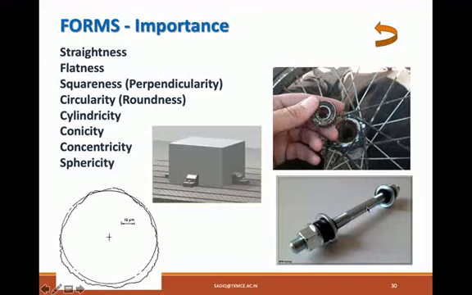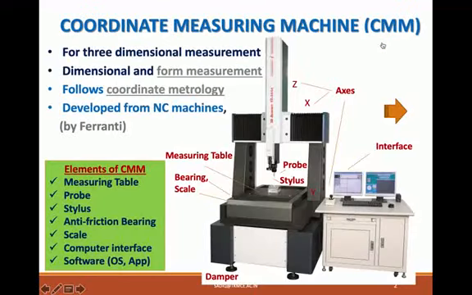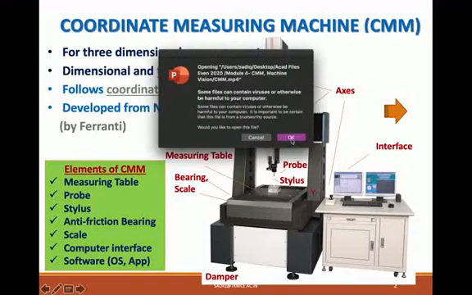Similarly, when we measure circularity, or squareness, that is the perpendicularity between surfaces, these are very important for applications. CMM can be used for checking the errors in straightness, flatness, squareness, sphericity, conicity, concentricity, etc. I would like to show how the coordinate measuring machine functions, just for awareness, through this video.